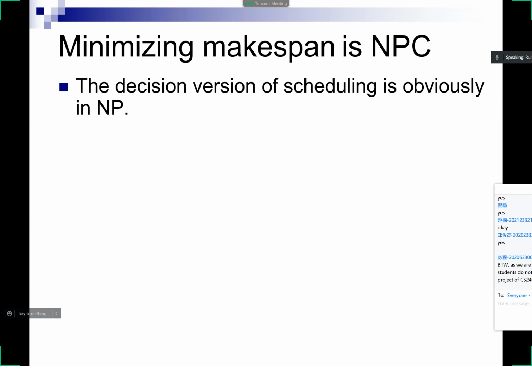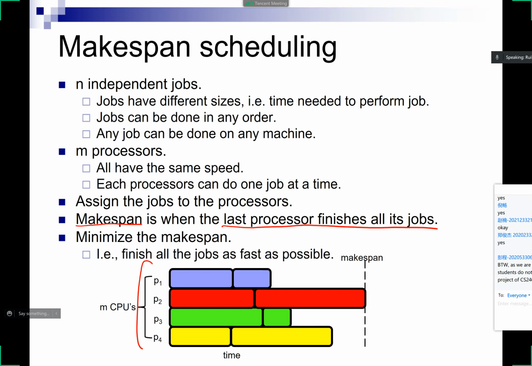All right, so the first thing is let's prove that minimizing the makespan is NP-complete. Because it's such a simple problem, you might think that it's actually possible to solve this optimally. Now, the decision version of scheduling is clearly in NP. The decision version is something like, I give you a target makespan: you've got to finish within 10 minutes. Can you do that? Yes or no.